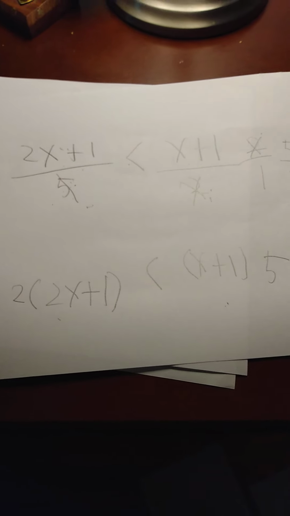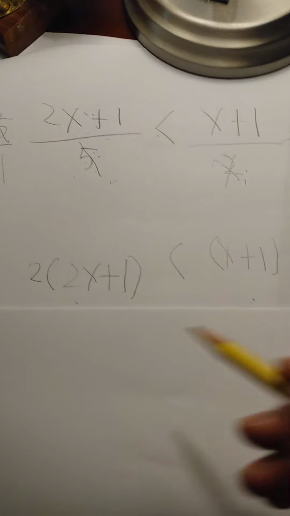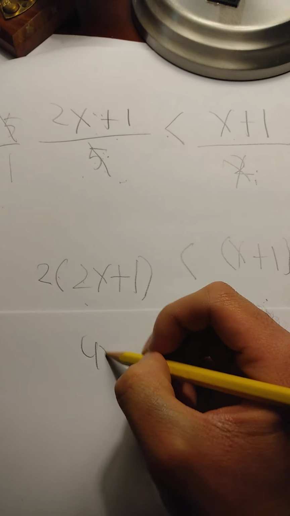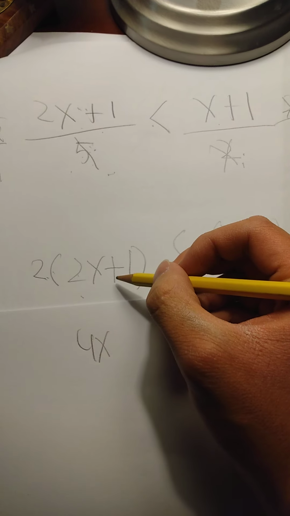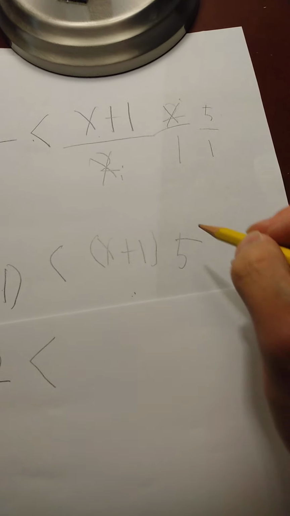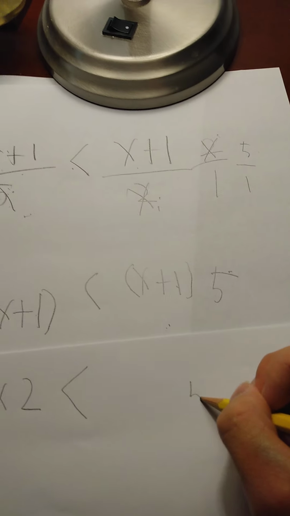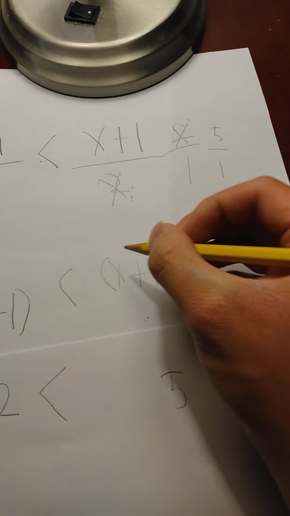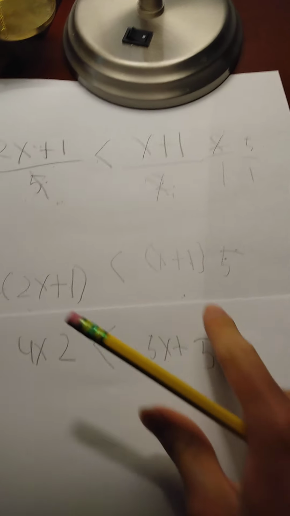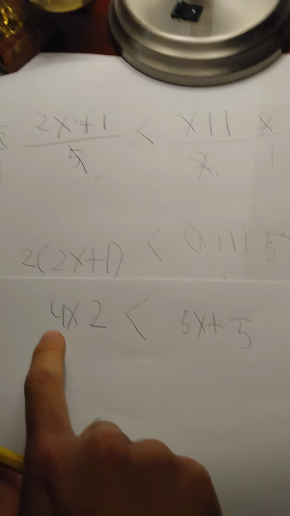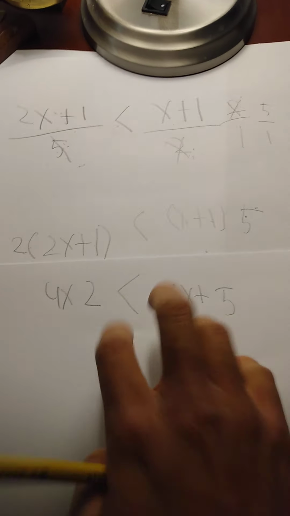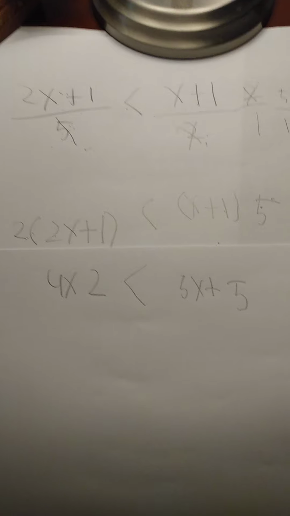So we have to try and simplify this again. 2 times 2x, that would be 4x. 2 times 1, that would just be 2. And that is less than 5 times 1, that is 5, and 5 times x, that's 5x. So we got rid of the parentheses, and now we have a simpler version. We want to get this problem to the simplest version we can.